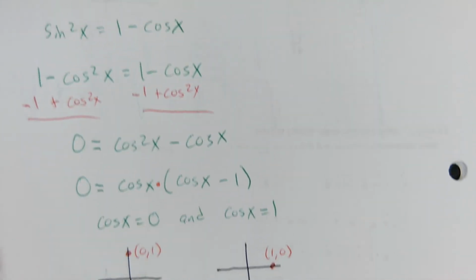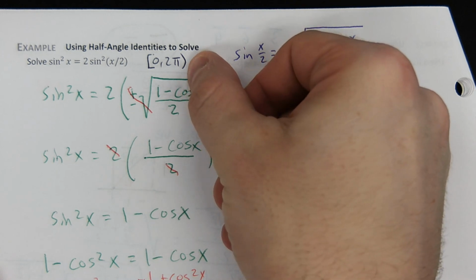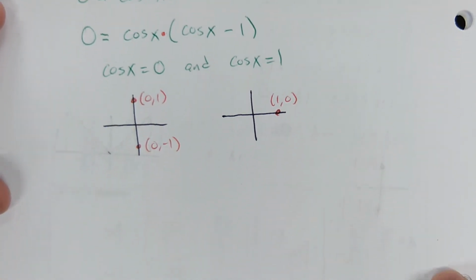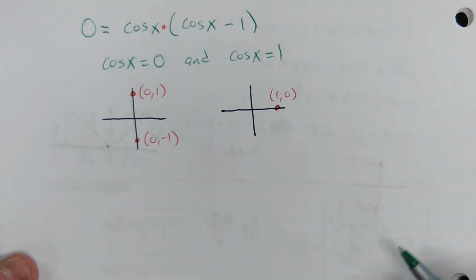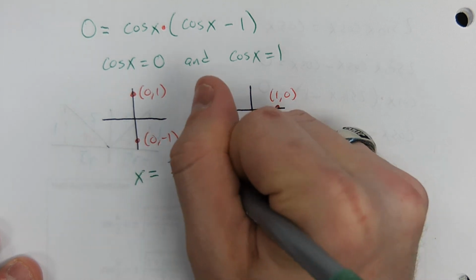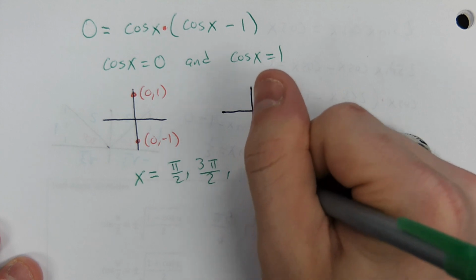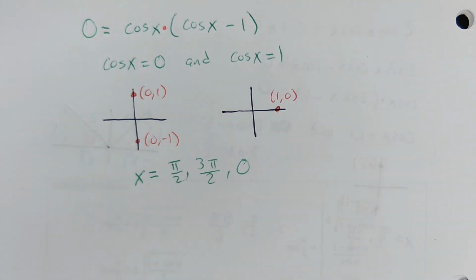However, it does not include 2 pi because I put a parenthesis on it. I mean, it's the same answer, basically. So our answers are x equals pi over 2, 3 pi over 2, that's these two, and 0. Crap, I should have written 0 first. Well, whatever, there you go. Those are your 3 solutions.